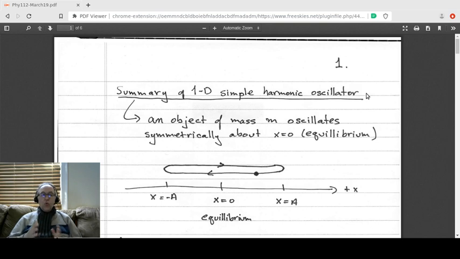That's our equilibrium. That's where the oscillator would just sit at rest if it weren't displaced. The oscillation is symmetrical about the equilibrium, which means that it'll deviate as far to the left as it will to the right. And so you can see there that it will go as far to the right as x equals A, and it'll go as far to the left as x equals minus A.